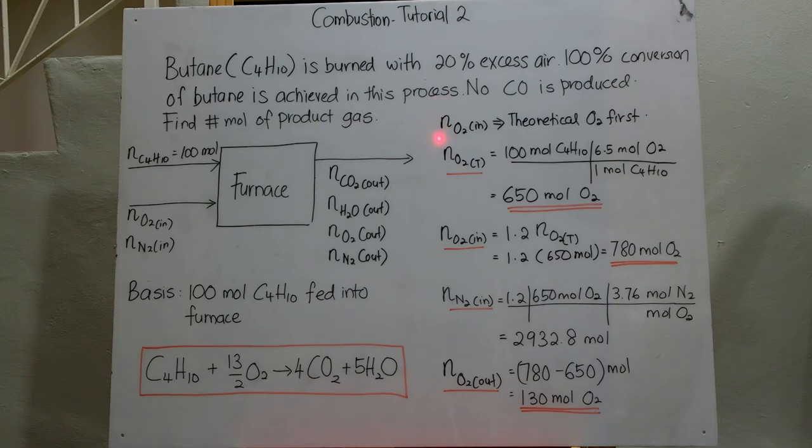Okay, let's see. In order to find N2 out, we need to find N2 in, in order to find nO2 in. So in order to find this, we have to find the number of mole of O2 that goes in. To find O2 that goes in, we need to use the concept of finding theoretical oxygen first, based on the feed of fuel that we have.